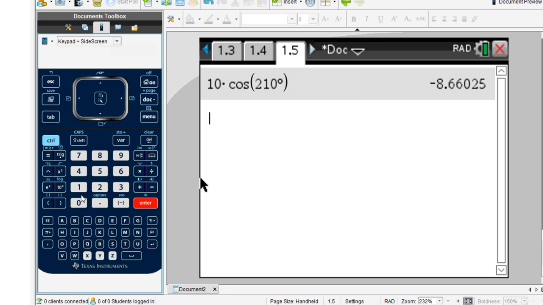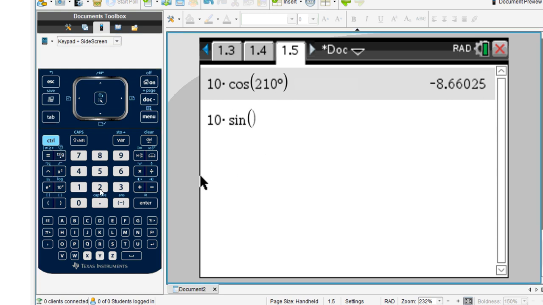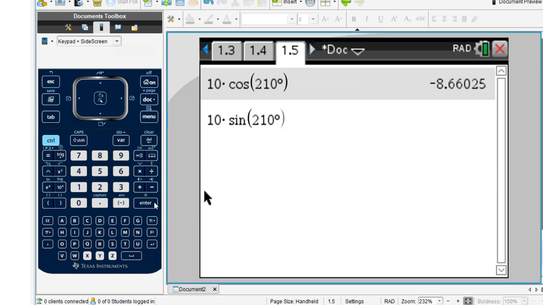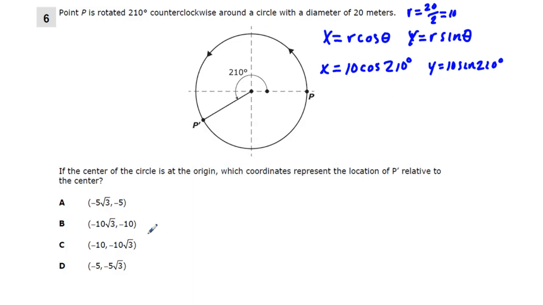And then we have y is equal to r sine theta, theta being 210 degrees. So we get negative 5. So our y coordinate is negative 5, our x coordinate is negative 8.66. The only place I see a y coordinate of negative 5 is A.